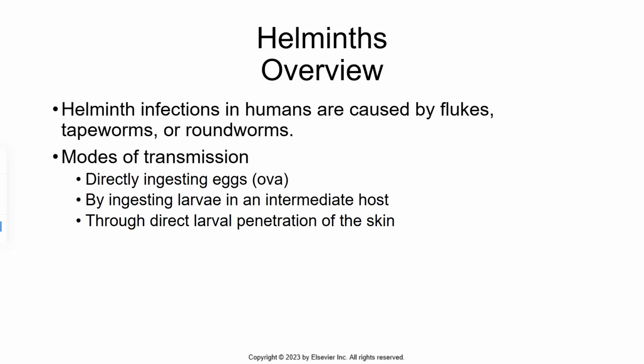Helminth infections in animals are caused by flukes, tapeworms, or roundworms. Modes of transmission: directly ingesting eggs, or ingesting larvae in an intermediate host, or through direct larval penetration of the skin.